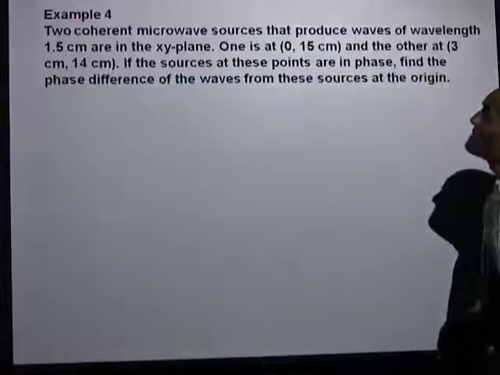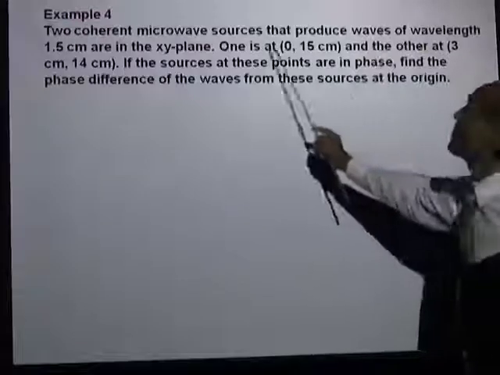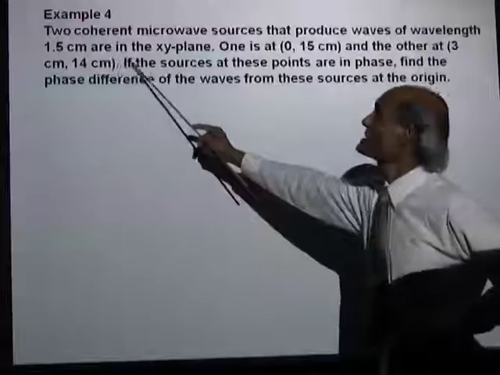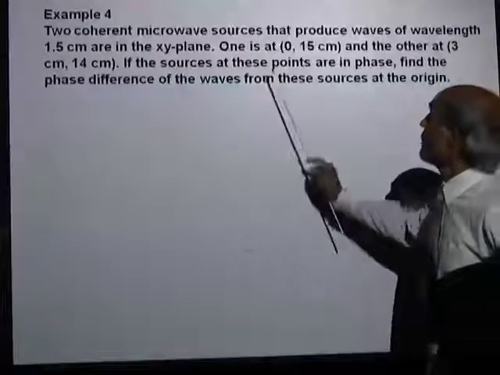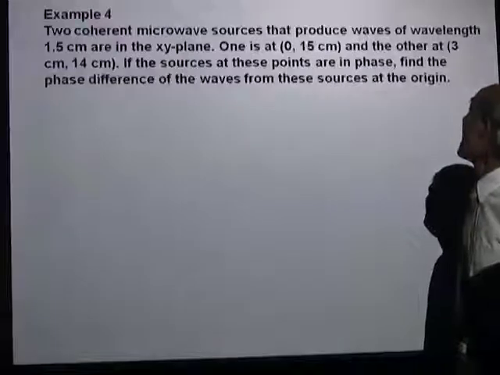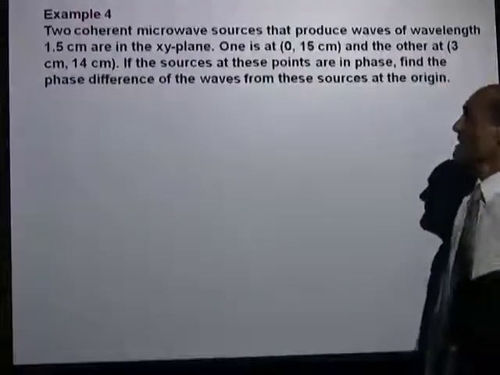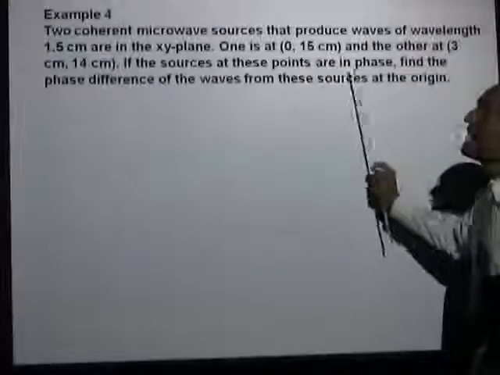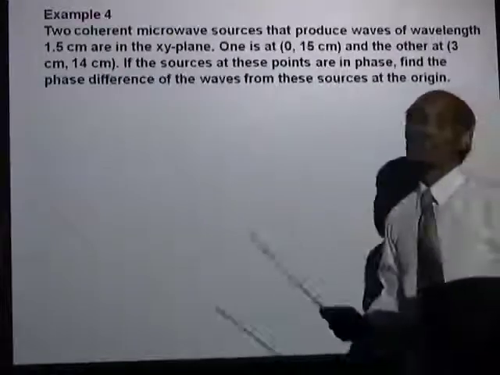Two coherent microwave sources that produce waves of wavelength 1.5 centimeter are in the XY plane. One is at (0, 15) centimeter and the other is at (3, 14) centimeter. If the sources at these points are in phase, find the phase difference of the waves from these sources at the origin.